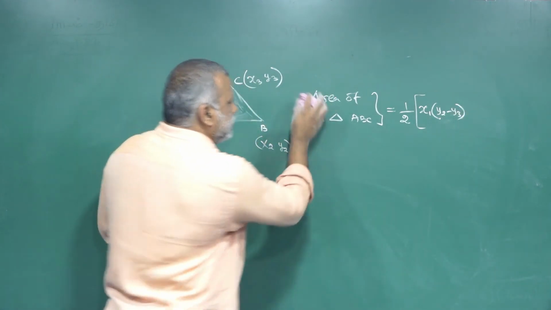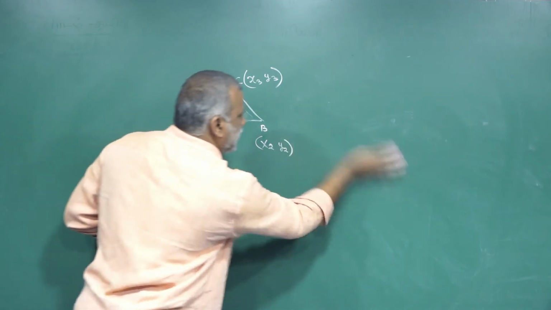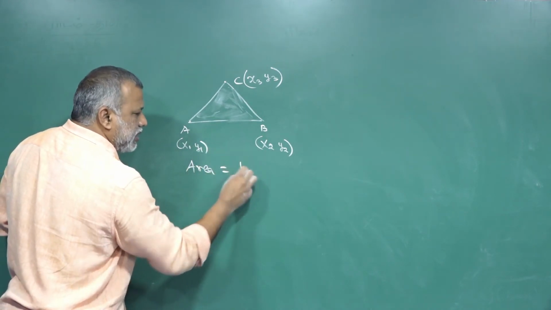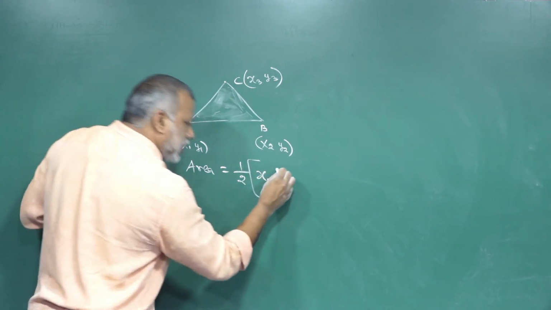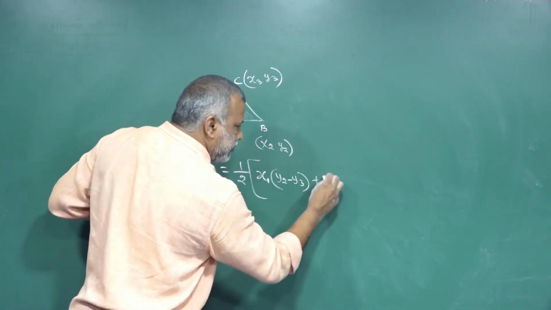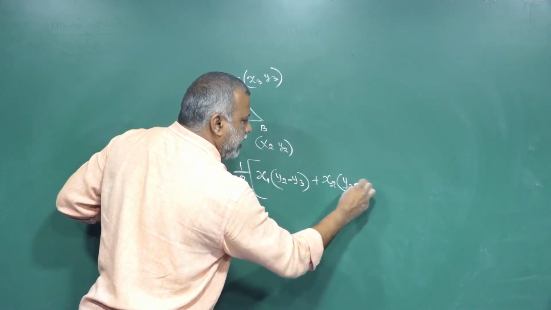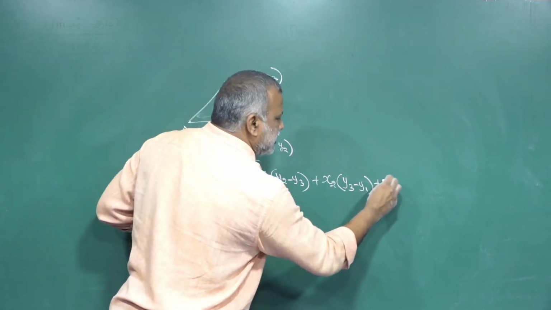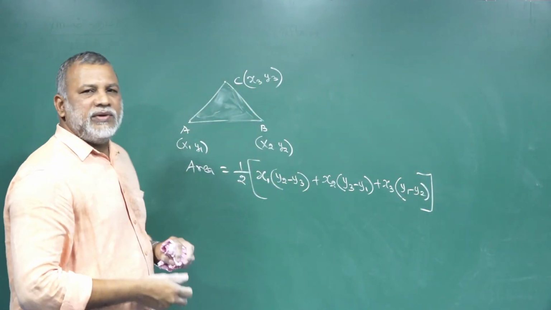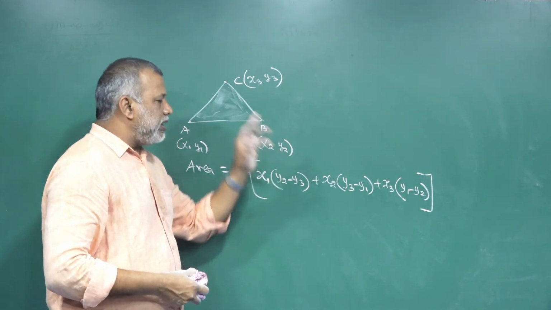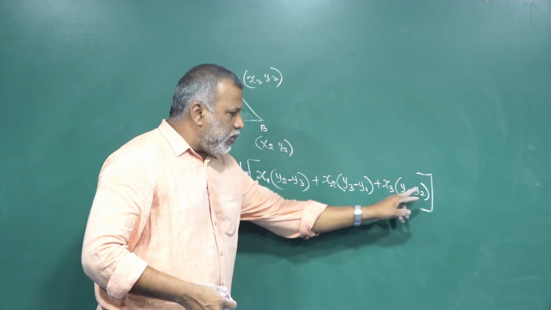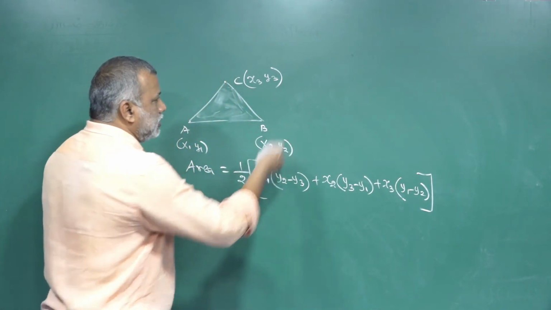I am writing the formula here because we need to do the calculation. Area of this triangle = 1/2 [x1(y2 - y3) + x2(y3 - y1) + x3(y1 - y2)]. So we are able to substitute the given 3 points and know the value of the area.